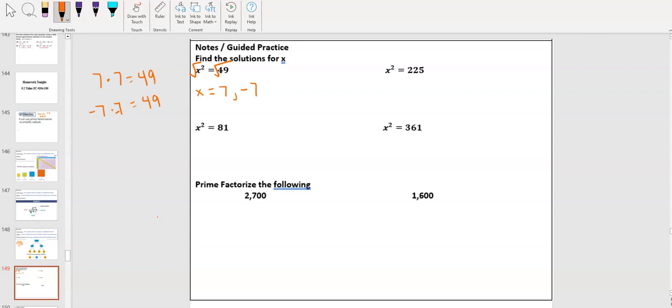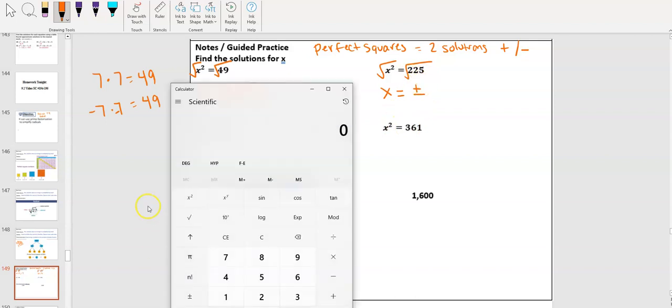So for all of these perfect squares, they have 2 solutions, a positive and a negative. So then if I solve this one, the square root of 225 is going to be a positive and a negative, and sometimes we use that symbol right there to show positive and negative. And also sometimes we just use our calculators, because some of these I've memorized and you may have memorized, and then some of the bigger numbers you might not have memorized yet.